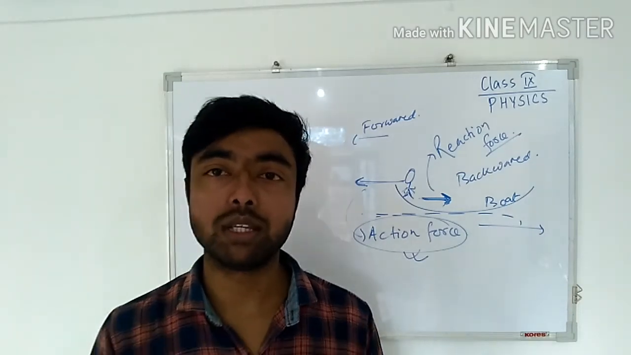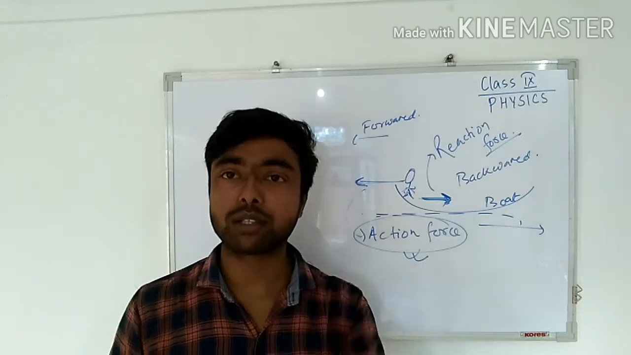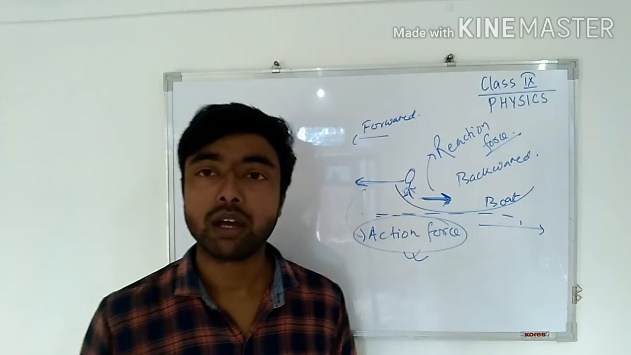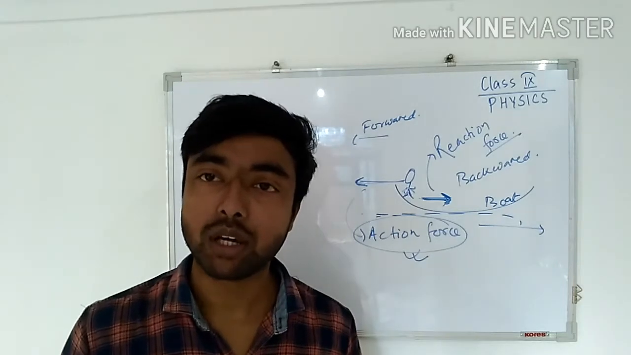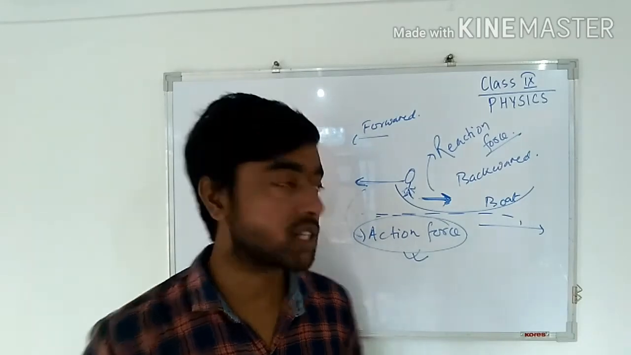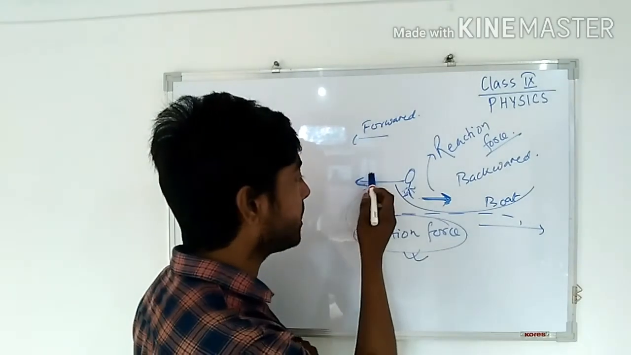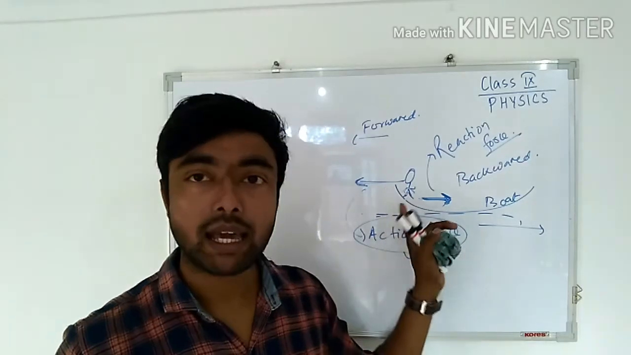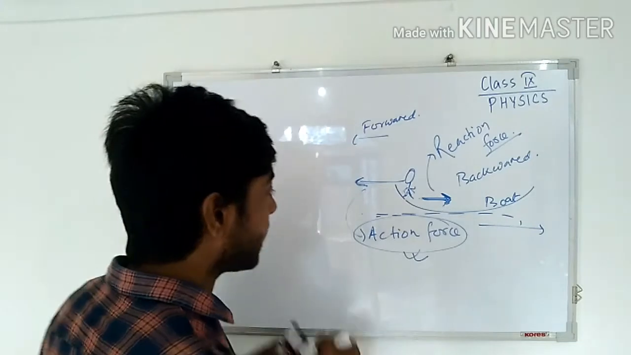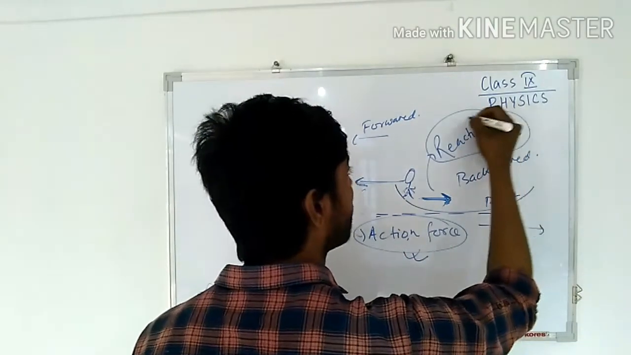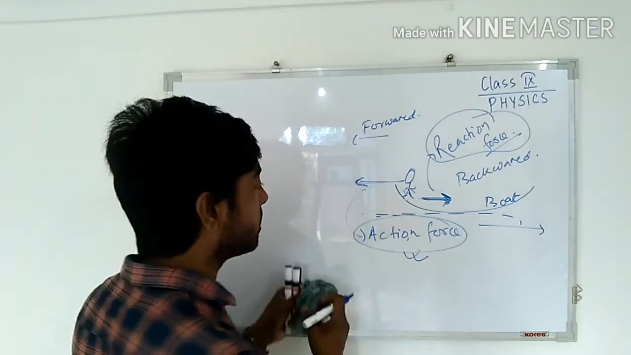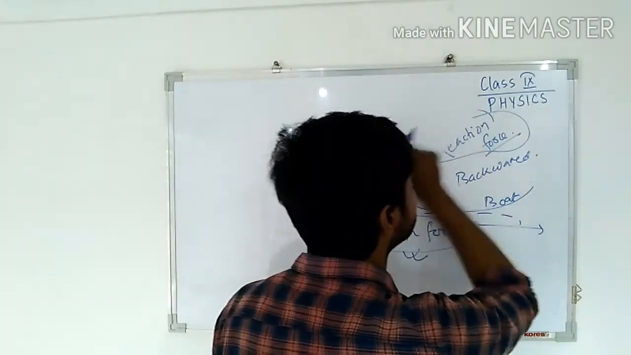Understood? So you see what the third law tells. Third law tells that if you have an action force, it is not alone. It says that every action force has an equal and opposite reaction force. That means action force and reaction force का value क्या है? Equal है. Understood? Action force and reaction force are having equal magnitude.